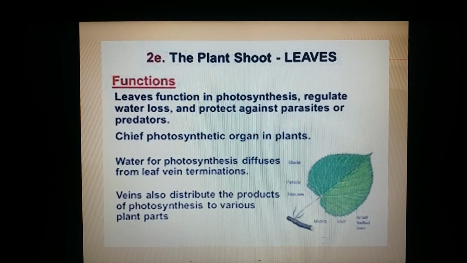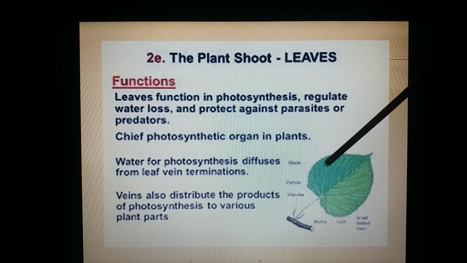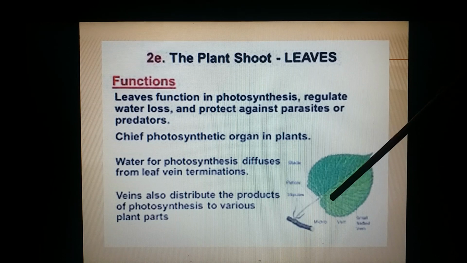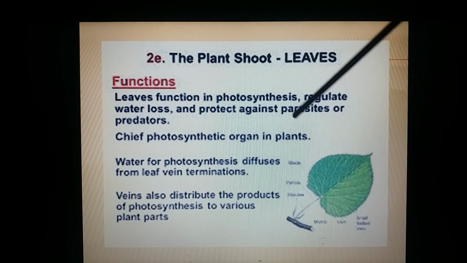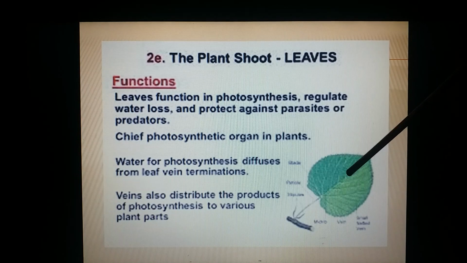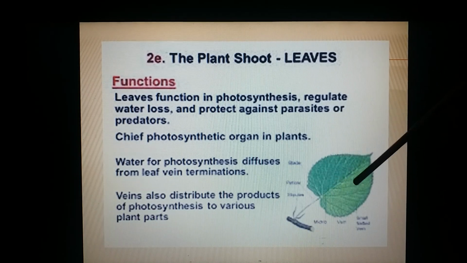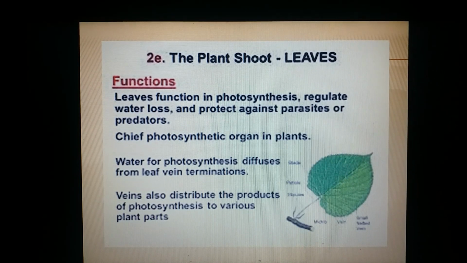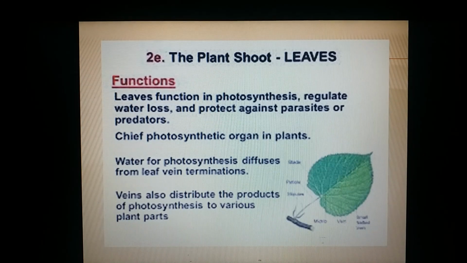As we all know, a leaf is a flat, greenish, lateral appendage growing on the stem. It performs photosynthesis, that is, preparation of food materials, and on the surface we have the stomata through which it could perform transpiration.